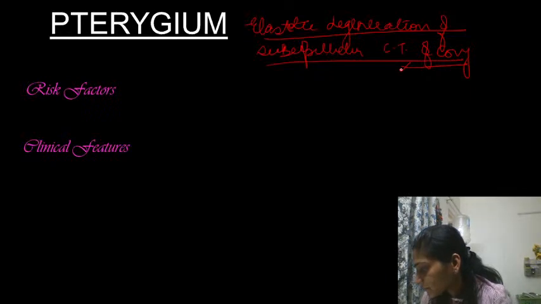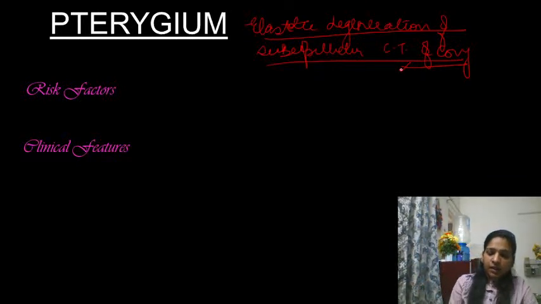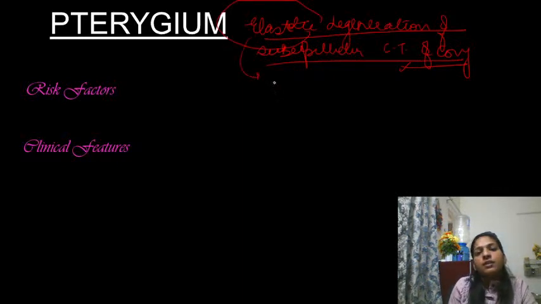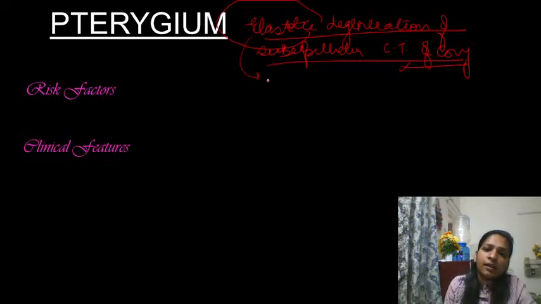Yes, you are right, Adyut. It is a fibrovascular tissue from conjunctiva approaching the cornea. Exactly right. Now anyone can tell me why it is known as elastotic? Why not elastic? We could have also written elastic here, but we are writing elastotic. Why?